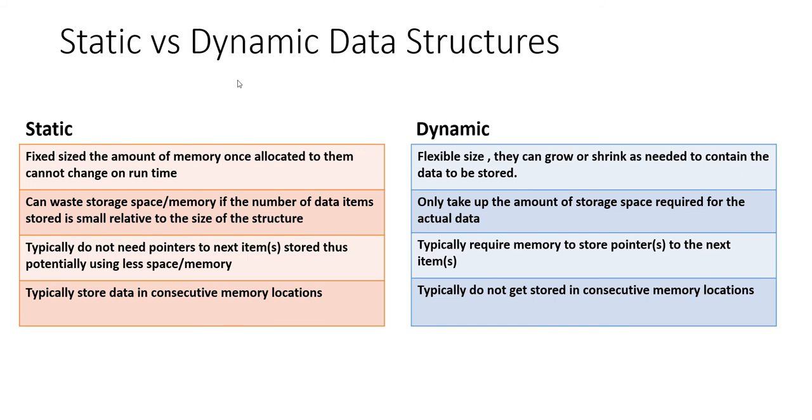Okay, so static data structures on this left-hand side first of all. We'll look at the first one. They are fixed in size. So once we've allocated a particular amount of memory, it doesn't change. During runtime, it doesn't change. Whilst the program's executing, whilst it's running, it doesn't change in size. So if we allocate an array of size 100, there's 100 spaces of a particular data type in memory. They've all been allocated.